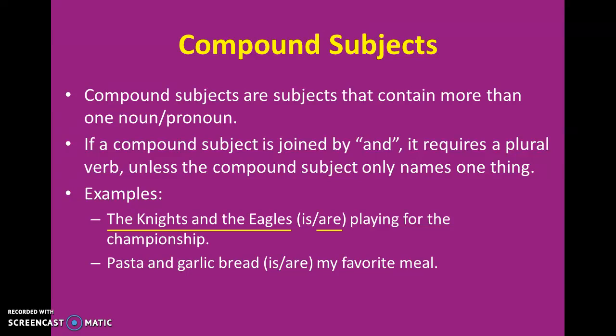In the second sentence, we have "pasta and garlic bread is or are my favorite meal." Now, pasta and garlic bread is our subject, but it is only one meal, even though it's a compound subject. So you want to use the singular verb to match the singular subject, which would be is. And if you read the sentence, that is exactly how it would make sense. So again, reading it will usually give you the right idea, but with practice you will get better and better at using these compound subjects the correct way.